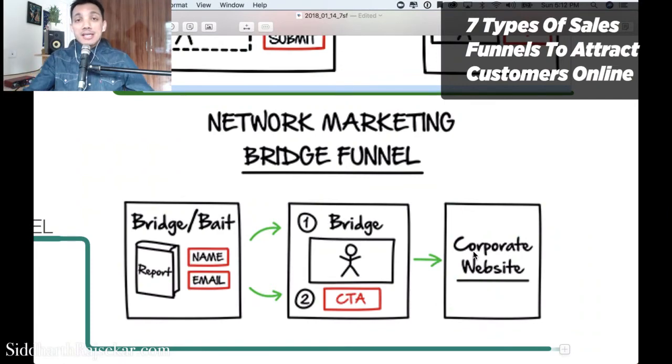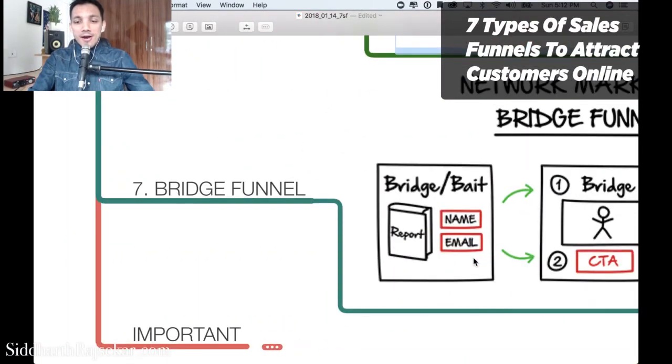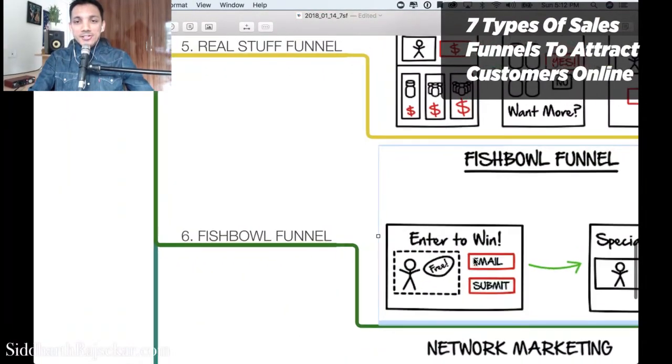The opportunity is open for everyone. So people join people, and the best way to build a rapport relationship with others is to create a bridge marketing funnel like this. Okay, so these are the 7 funnels.